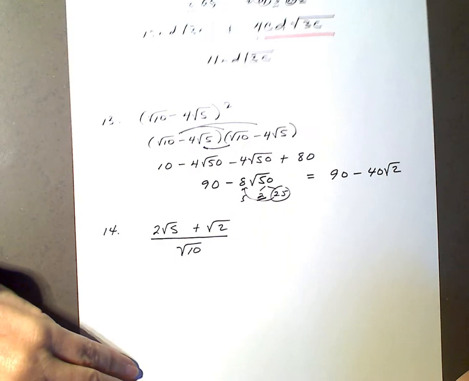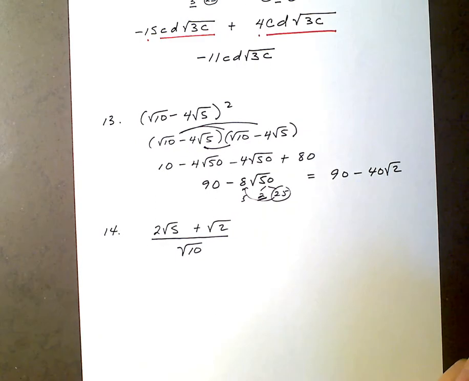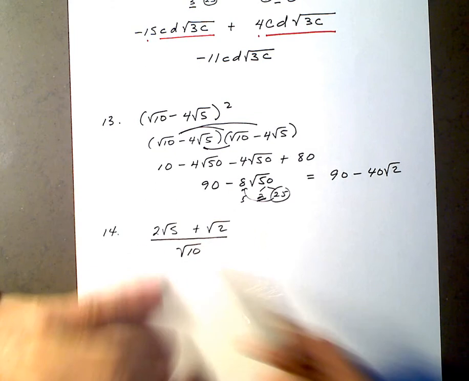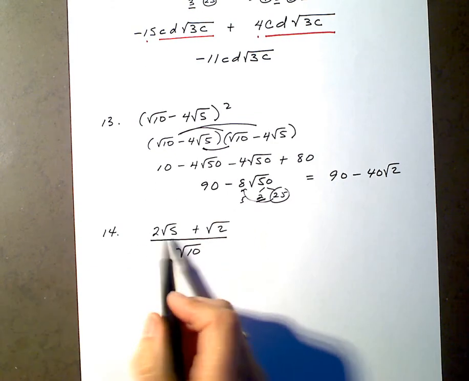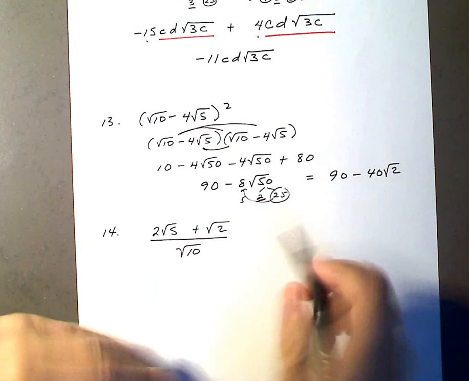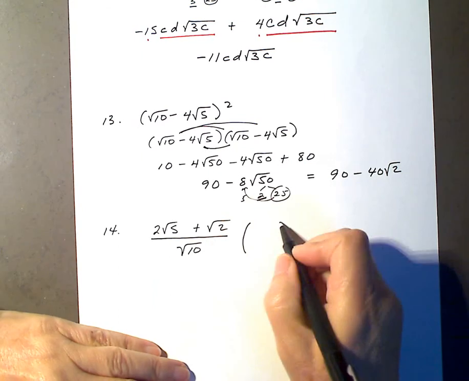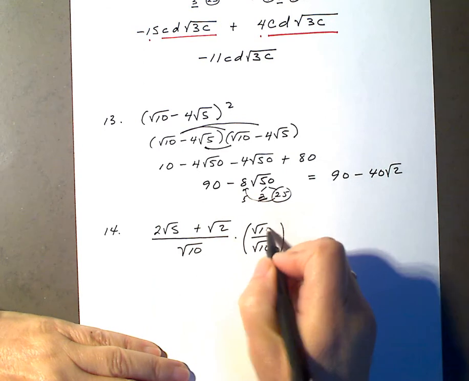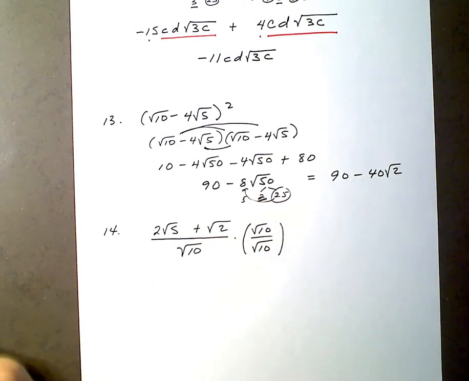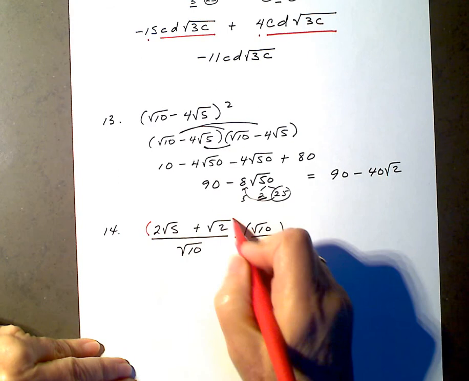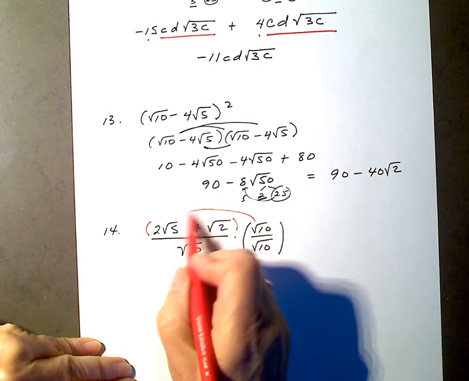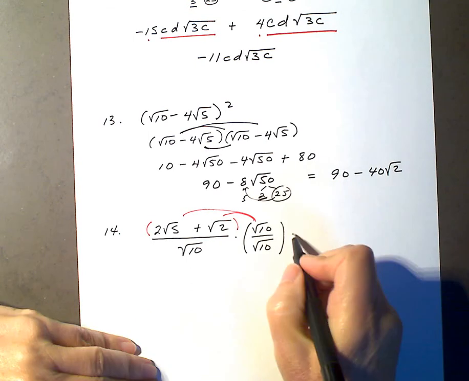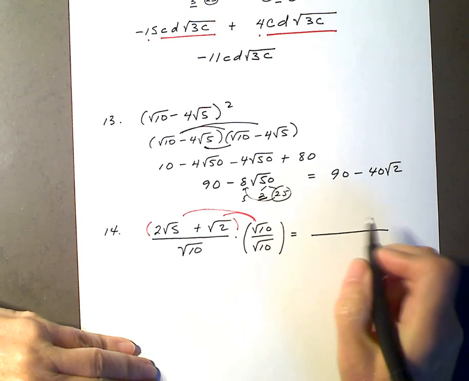And then last problem on this side of the page, number 14, I've got 2 root 5 plus root 2 over root 10. Nothing I can simplify. These aren't like terms in the numerator, so I'm just going to multiply by a big 1, the whole thing in the form of root 10 over root 10 to rationalize the denominator. I need to distribute that in the numerator. So in the denominator, I'll have a rational 10.